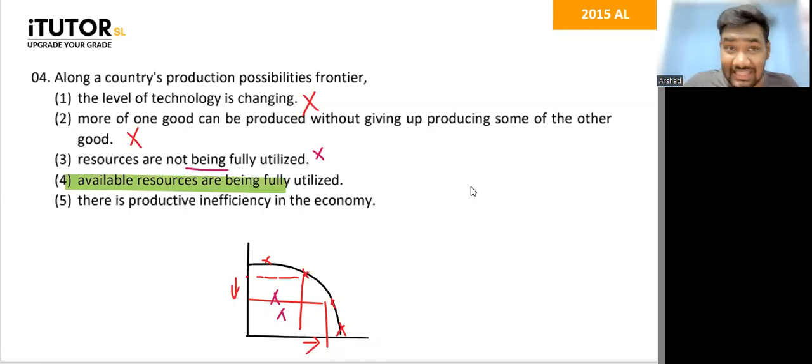Simple. And then there is productive inefficiency. Again, no. If you have productive inefficiency, you will again be operating inside the PPC. Okay, done. That part is also done. Is that fine, guys? 4 is 4. These are easy ones, so I'm not going into very much depth on small questions. Okay, then we'll go into the next one.